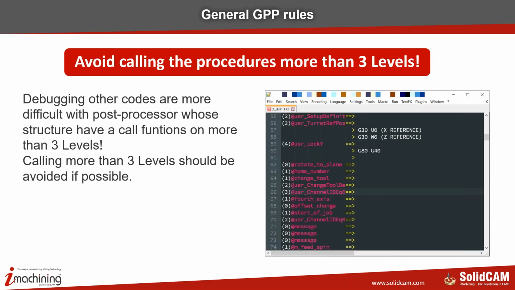The next rule that we have is to try to avoid calling procedures more than three levels deep. I know that this is pretty hard, but I'm just talking about new post-processors. If you define the post-processor with calling procedures in levels less than 4, it will be very appreciated, because then your colleague would have a bigger chance to debug your post if necessary. I would strongly recommend not having so many subcalls of the procedure if it's not necessary.